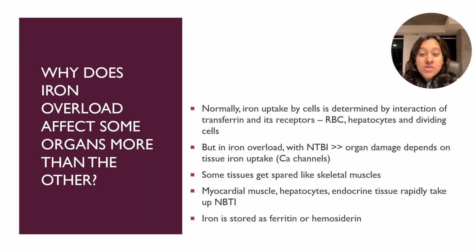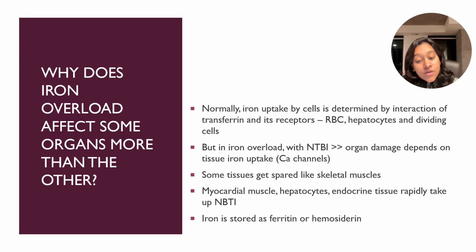So another interesting question is why certain organs in the body are affected by iron overload more than the others. I've said multiple times that iron overload predominantly affects the liver, heart, and the endocrine organs. Now, why are these organs affected more than the others? Normally, iron uptake by the cells is determined by the interaction of transferrin with its receptors, because the iron is bound to the transferrin. So these interactions are predominantly seen on the RBCs, hepatocytes, and the dividing cells, because these are the ones that use iron the most.